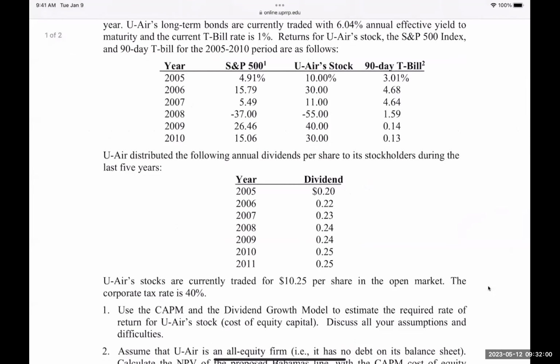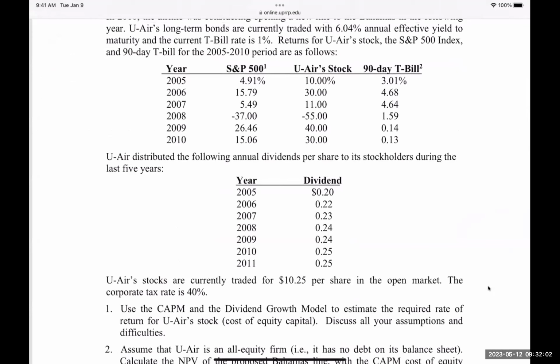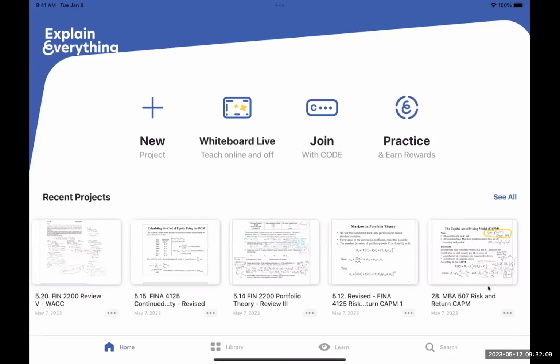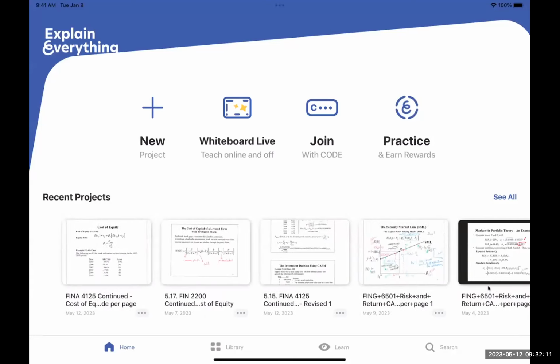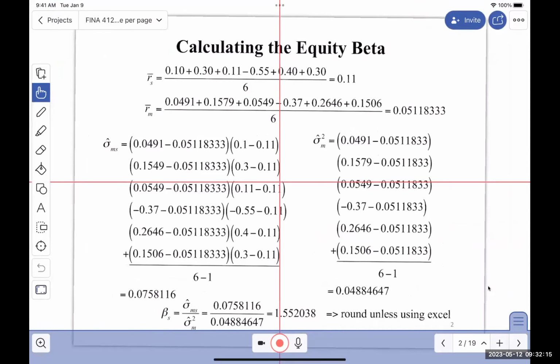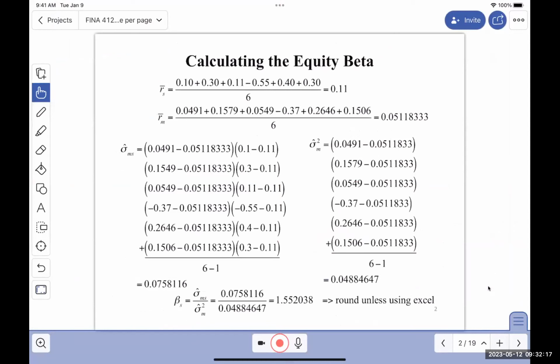So enter the values and get the beta. And the beta is 1.552.